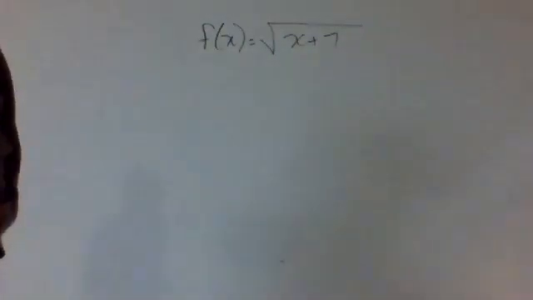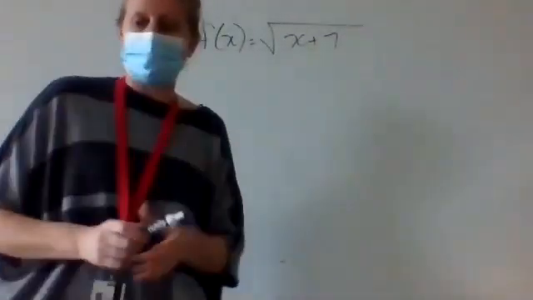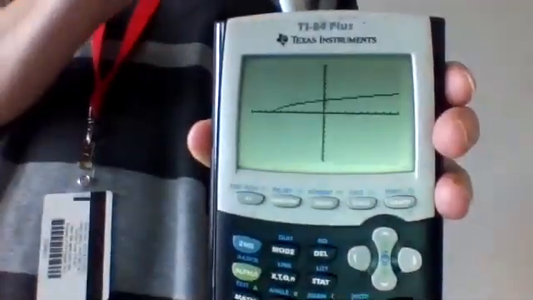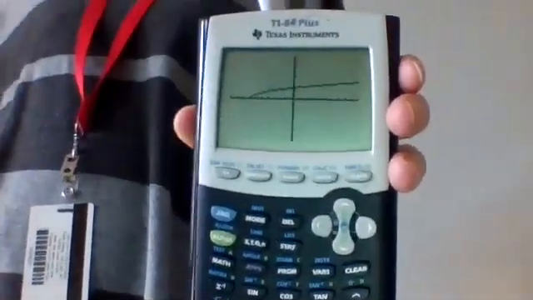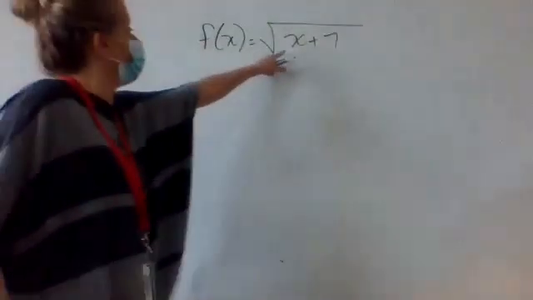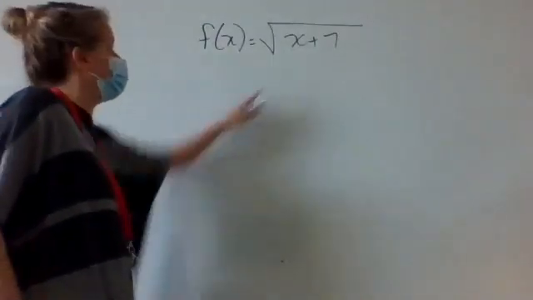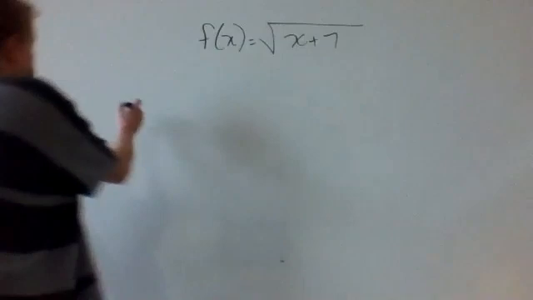So where is this plus 7 that's inside going to shift me? You'll notice, look at your graph. It's the square root graph shifted to the left 7, right? That's what this is. This gave me the square root graph, but it shifted the start of the square root to the left 7 because of that plus 7 on the inside.